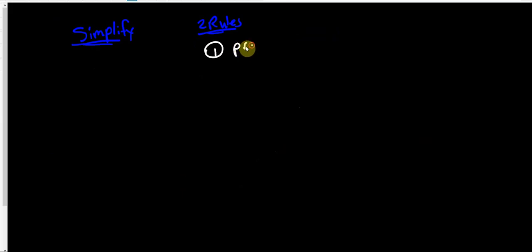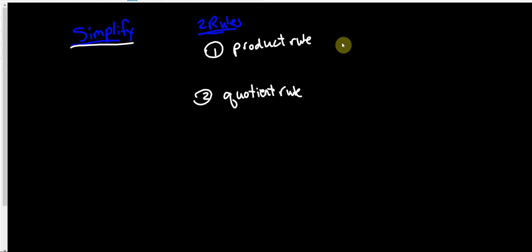One is called the product rule, and the other is called the quotient rule. These are both very useful rules for simplifying radical expressions. And here's what they are.